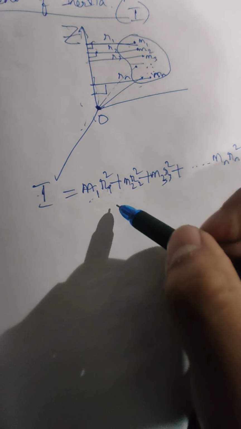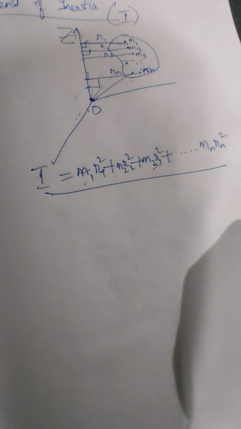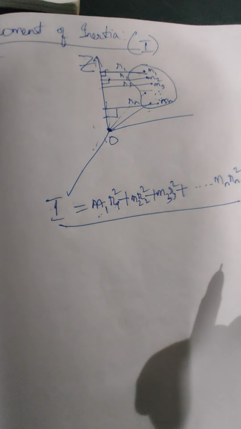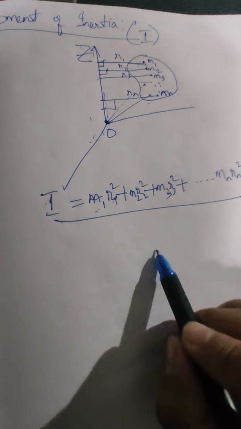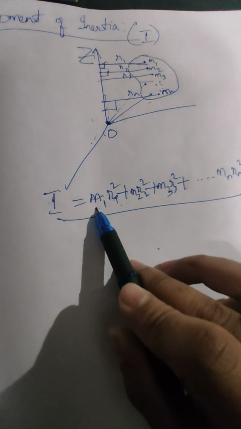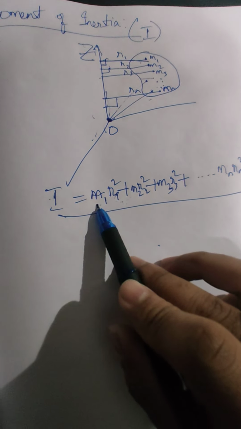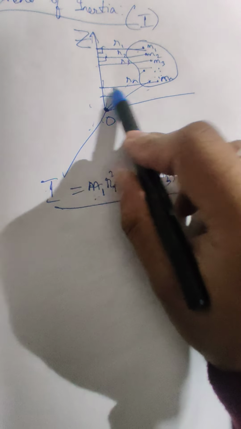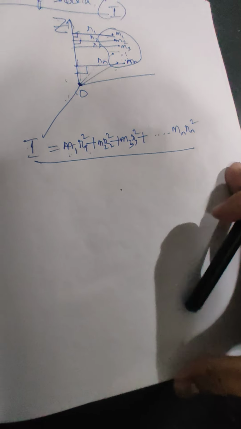So if you know how to say this in words, that will give the definition of moment of inertia. It is the sum of the product of the masses of the various particles and the squares of the perpendicular distance from the axis of rotation. Okay, perpendicular distance. That is the definition of moment of inertia.